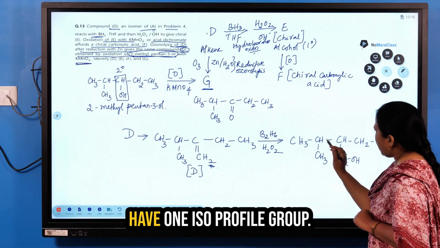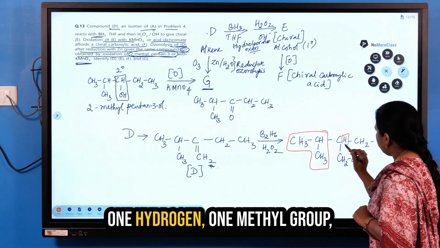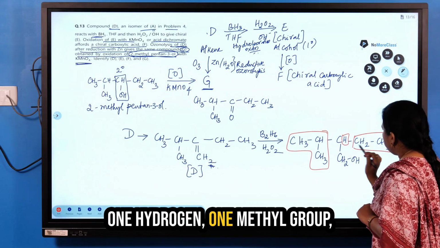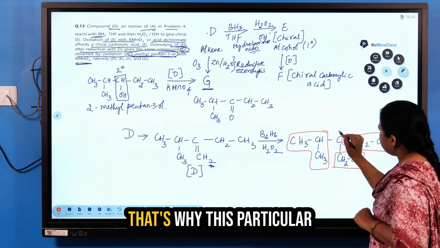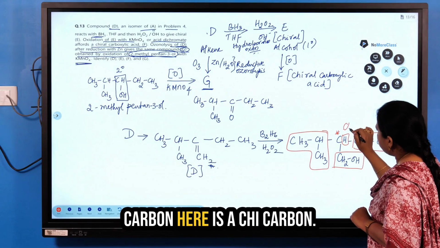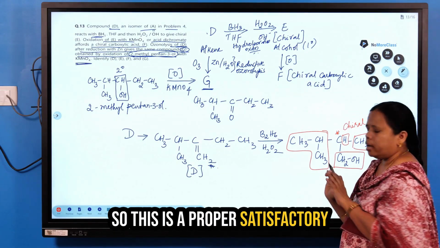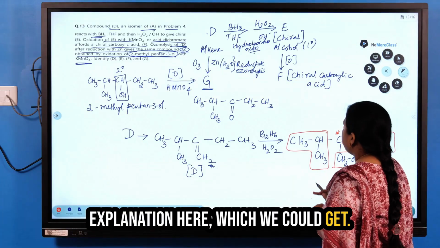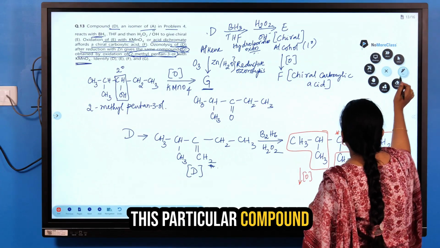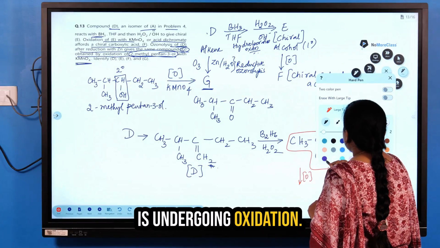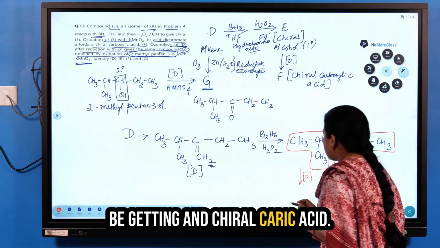As you can see, here we have one isopropyl group, one hydrogen, one ethyl group, and one CH2OH. That's why this particular carbon here is a chiral carbon. So this is a proper, satisfactory explanation which we could get. Now this particular compound is undergoing oxidation. So what should we get? We should be getting a chiral carboxylic acid.